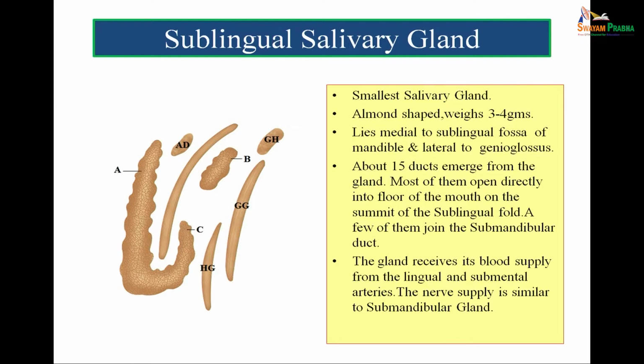This gland also receives its blood supply from the lingual and submental arteries. The nerve supply is similar to that of the submandibular salivary gland. Here in the figure, A represents the superficial part of the submandibular salivary gland, C represents the deep part of the submandibular salivary gland, B represents the sublingual gland, AD refers to the anterior belly of digastric, GH refers to the geniohyoid muscle, GG refers to the genioglossus muscle, while HG refers to the hyoglossus muscle.